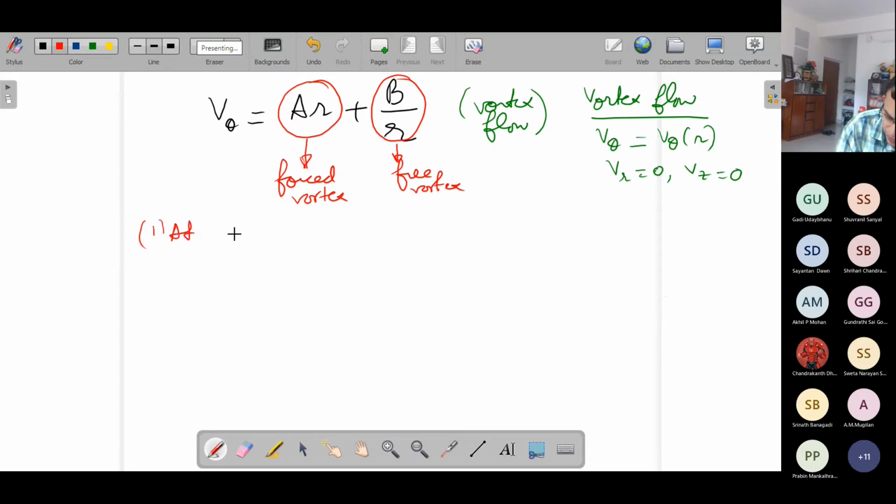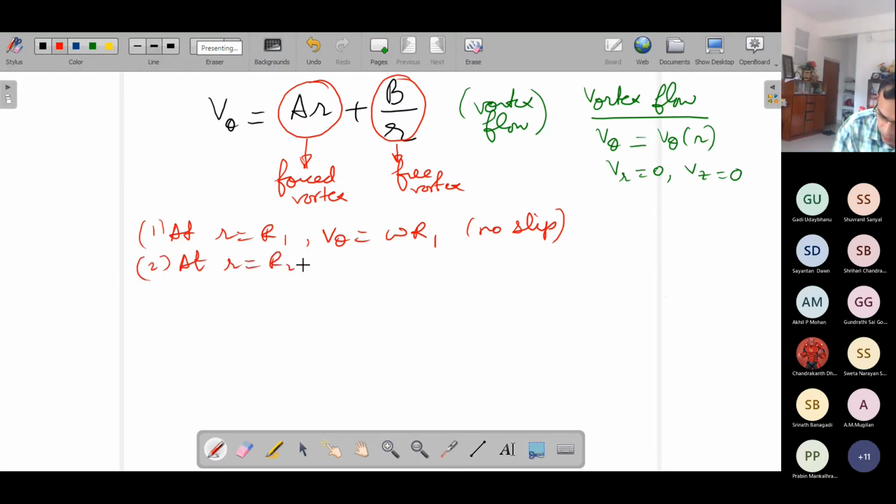You know that at small r equal to r1, that is the inner cylinder, what is v theta? V theta is omega r1. This is the no slip. That means zero relative tangential velocity between the fluid and the solid. Solid has tangential velocity equal to omega r at its surface. So fluid at that location will also have the same velocity, so that there is no relative slip. So this is also no slip.